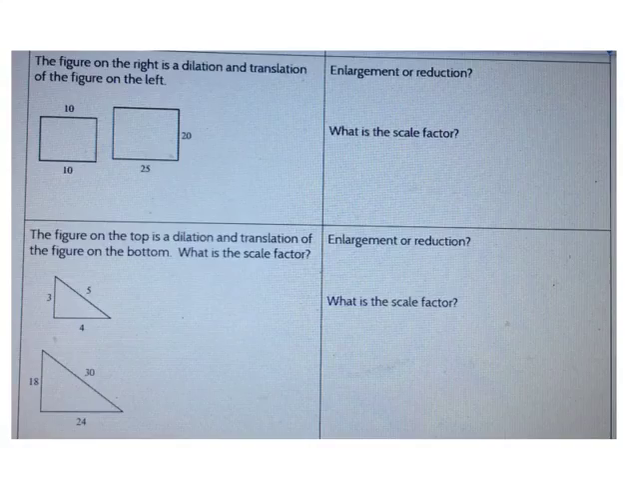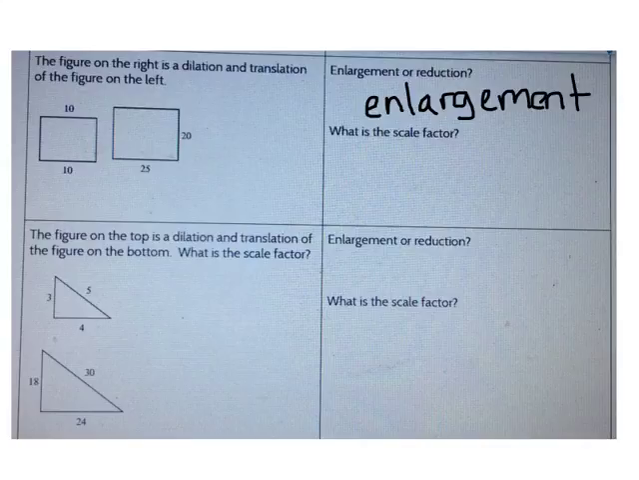Let's do another example. The figure on the right is a dilation and translation of the figure on the left. Is it an enlargement or a reduction? It's an enlargement. It is larger than the original image. What is the scale factor?